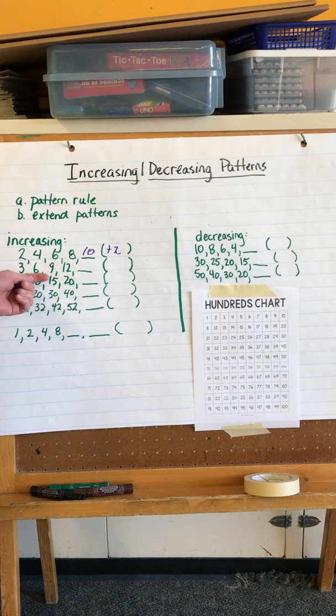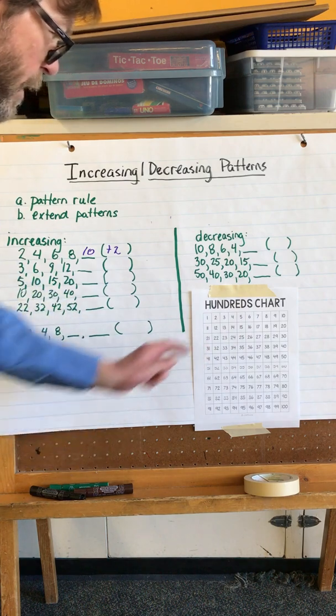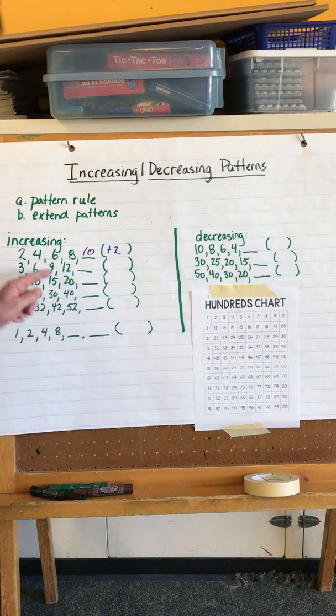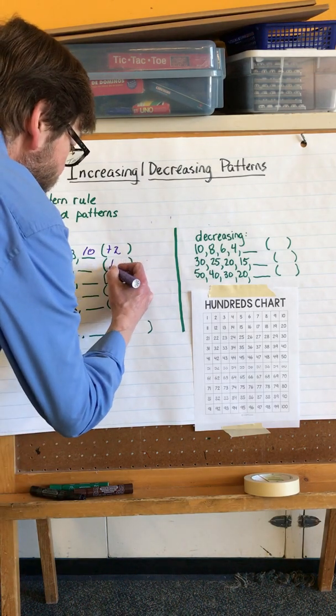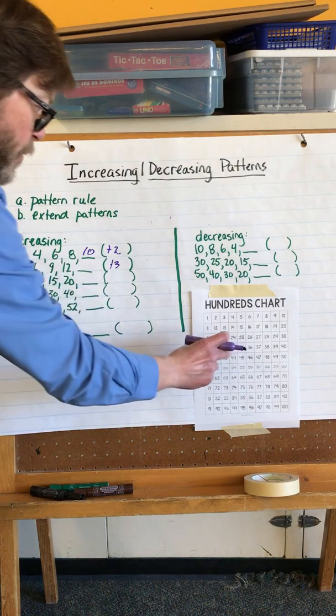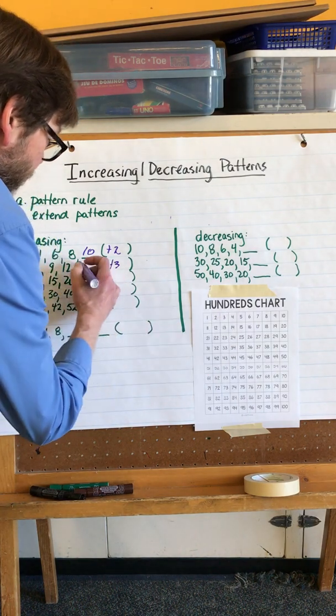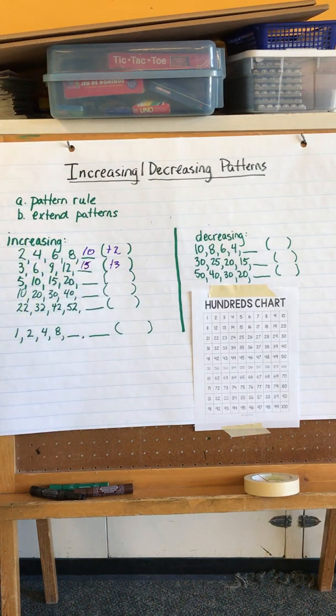Again, 3, 6, 9, 12. I'm going to count between the numbers, between 3 and 6: 1, 2, 3 to 6. So I know I'm going up 3 every time. 6 to 9 is up 3. 9 to 12 is up 3. So I know this is a plus 3 pattern. To find my next number, I'm going to count 3 from 12: 1, 2, 3. My next number is 15. I'm going to go a little quicker here now because this should be reviewed.